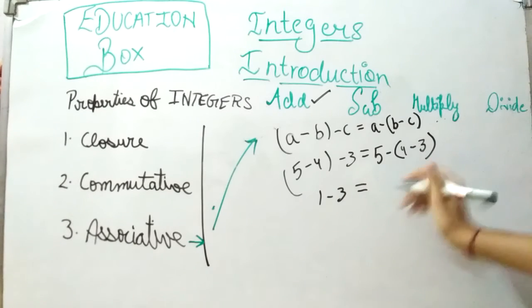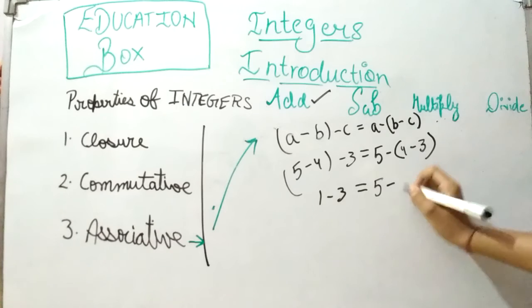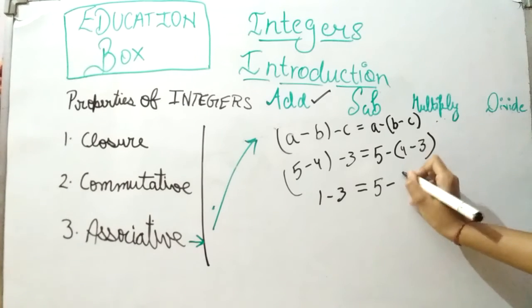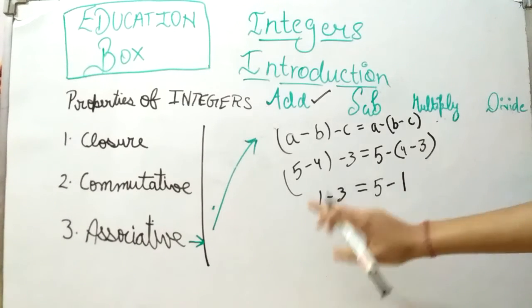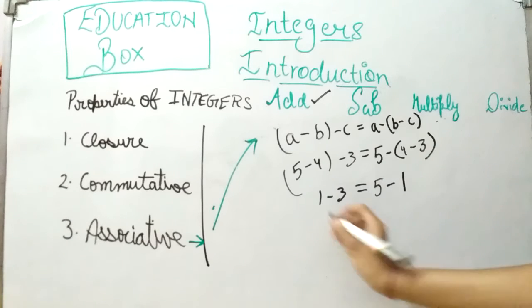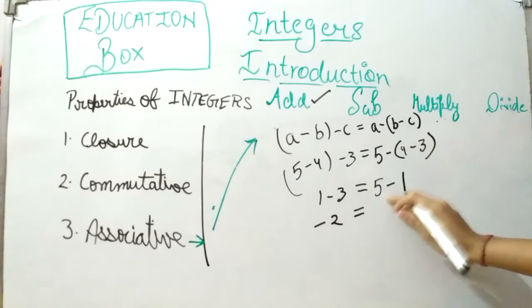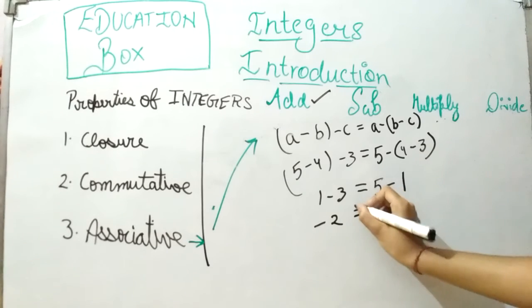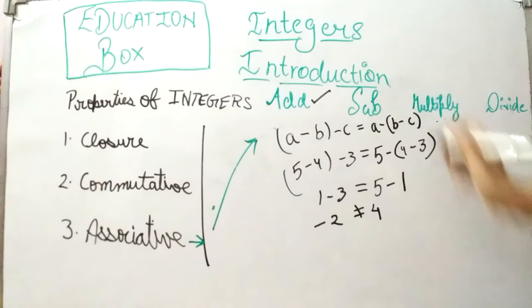And here, 5 minus 4 minus 3 is equal to 1 minus 3. So now let's check. If we subtract 3 from 1, our answer will be minus 2. And on the other side, our answer is 4. So our answers on the left hand side and right hand side are not equal. So we can say that it does not hold in subtraction.